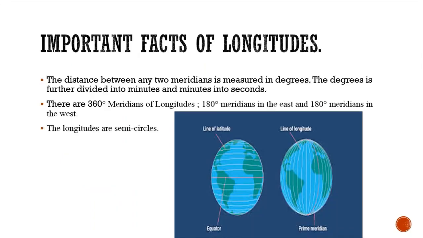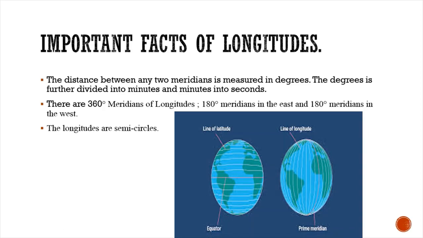Now, coming to the important facts of longitudes. The distance between any two meridians is measured in degrees. As we discussed in latitudes also, the distance between any two latitudes is measured in degrees. The degrees are further divided into minutes and the minutes into seconds. When it comes to longitudes, we have 360 longitudes, but when it comes to latitudes, we have only 181 latitudes.